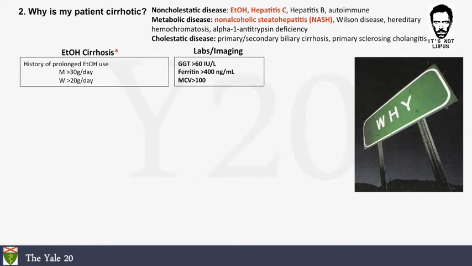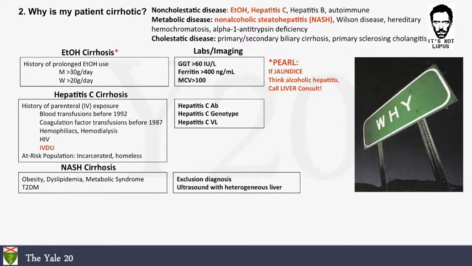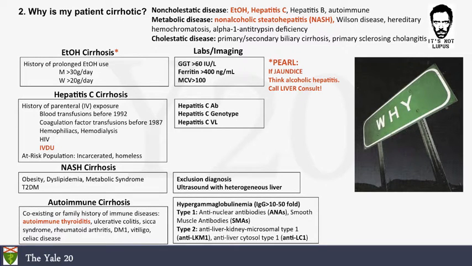So ask why. If they have a history of prolonged alcohol use, if they smell of alcohol, probably they are coming in because of that. And it's really important to think, if they're jaundiced, are they having alcoholic hepatitis and not a decompensated cirrhosis? Hepatitis C cirrhosis is usually associated with IV drug use. NASH cirrhosis is a diagnosis of exclusion. Or autoimmune cirrhosis, which is something that's very rare, but something that you should always think about, especially in a patient without these risk factors.